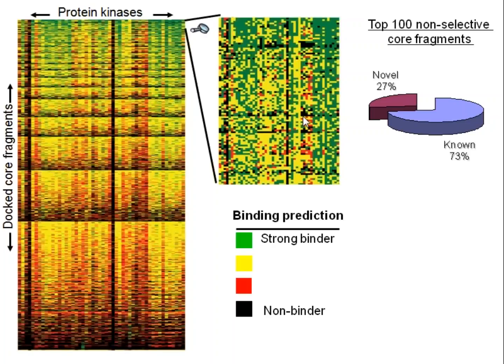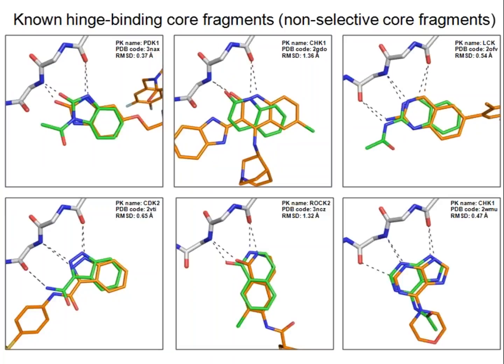And it turned out that actually 73% of the core fragments were already known to bind to protein kinases. So this gave us a lot of confidence in our method that we can actually predict the right fragments. And the remaining 27 fragments were novel, so they had no reported kinase activity. We could also compare the binding modes of the core fragments we obtained with crystal structures of protein kinase complexes, which contained similar fragments. So in green is always shown the docked binding mode, and with orange carbons the crystal structure. You could see that for these core fragments we got also the binding modes predicted very well.